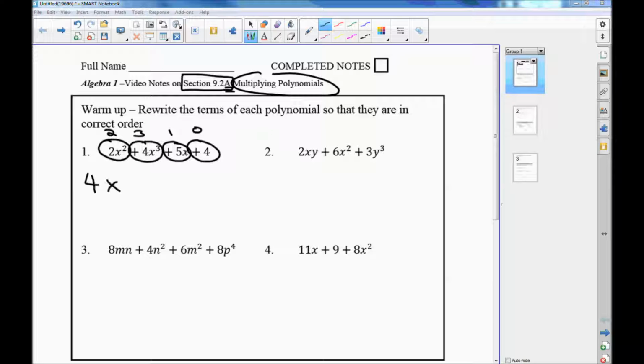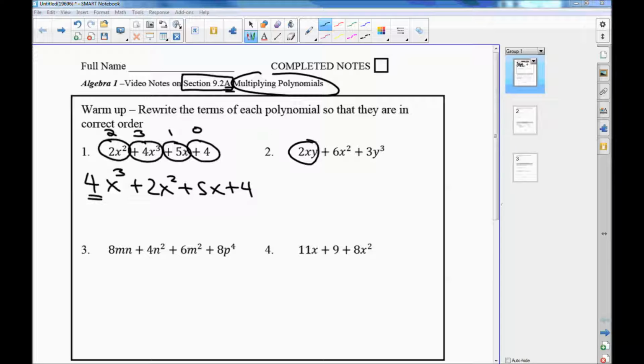So 4x cubed is going to move to the front. 2x squared would be next, and then 5x, and then 4. So that's 4 terms. It's degree 3 polynomial, because the first term is degree 3, and the leading coefficient is 4.